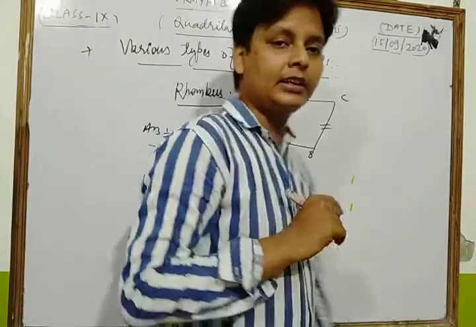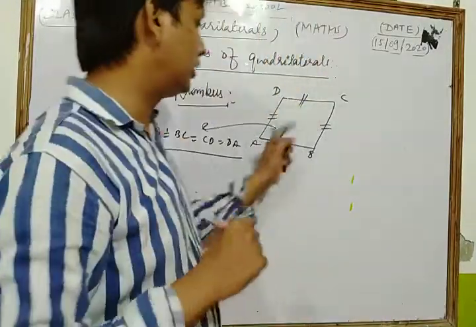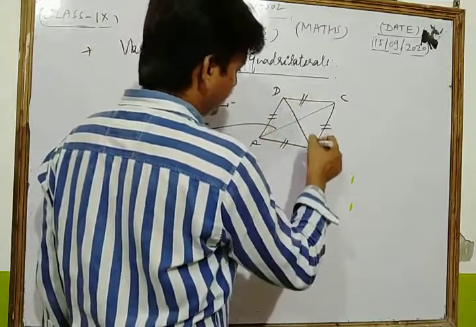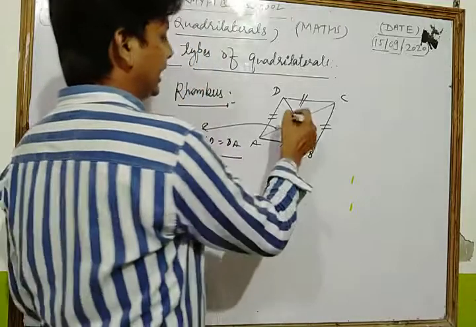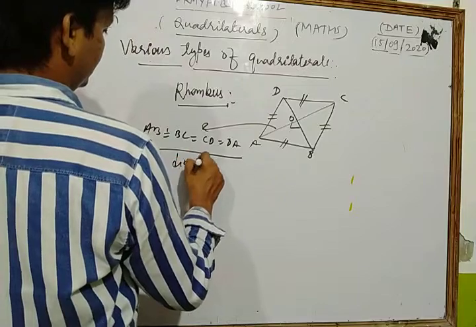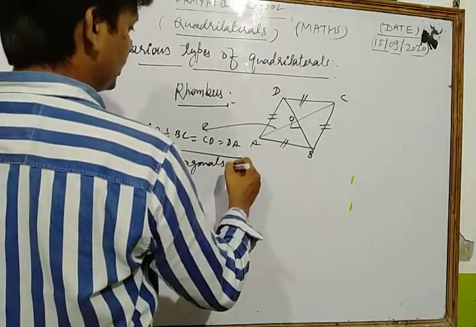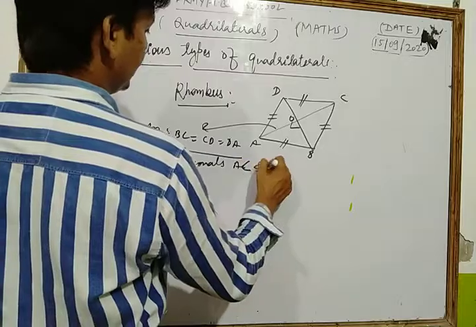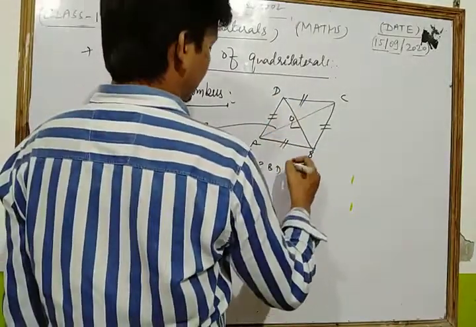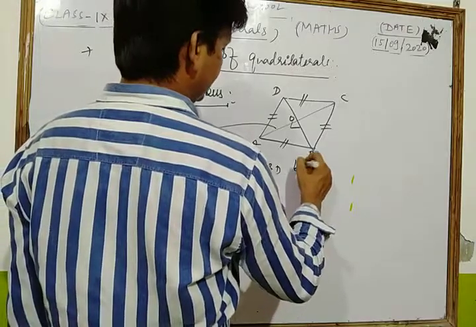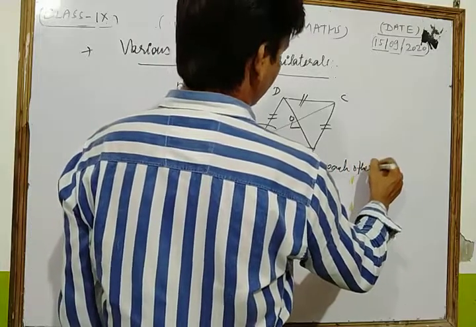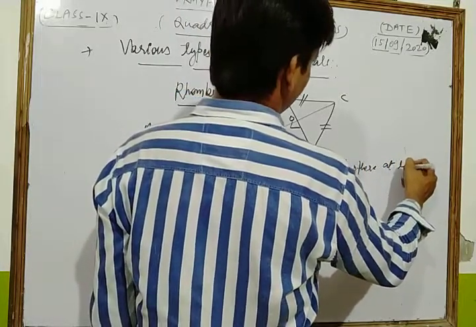And one important fact related to a rhombus is that the diagonals of the rhombus bisect each other at 90 degrees. Means one important thing: diagonals AC and BD bisect each other at right angle.